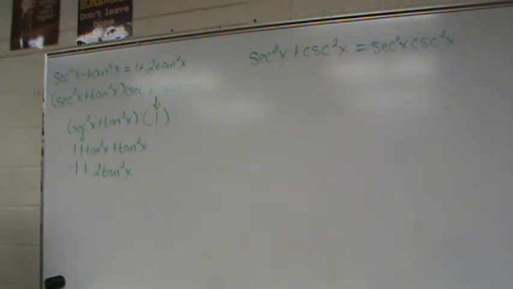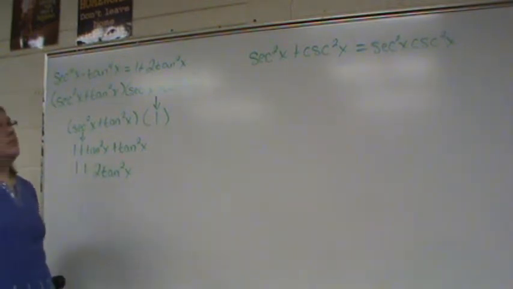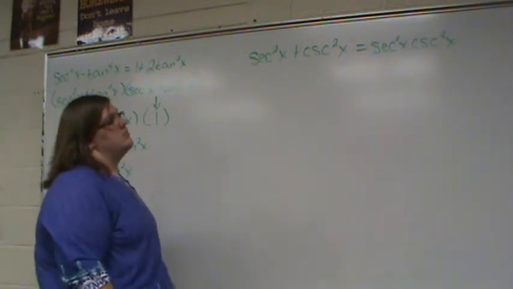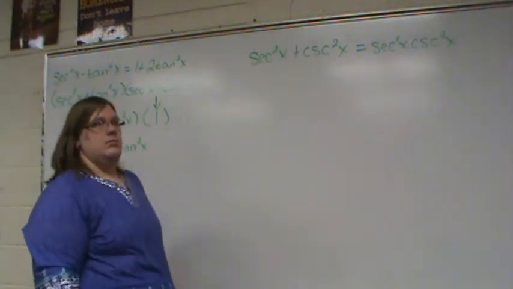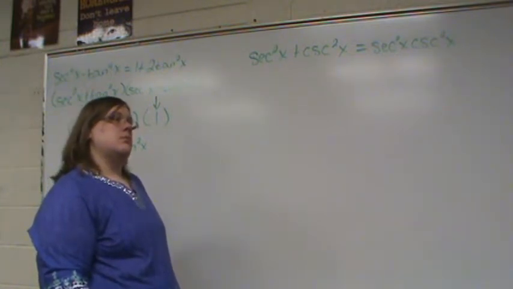So with this one, you guys want to start with the left-hand side. Okay. What can we do with that left-hand side? Change cosecant to cotangent squared plus 1. Because then you can change secant with the quotient or cotangent.